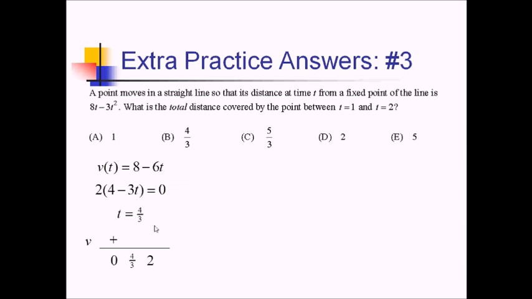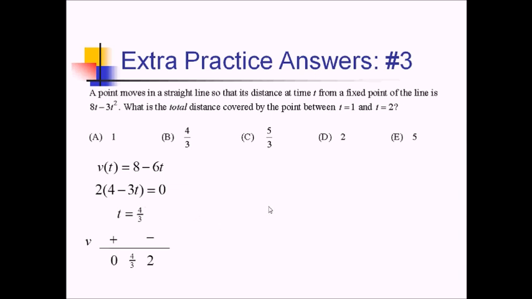4 minus 6 is negative. So we do have a direction change, and we're going to have to figure out the distance traveled between 1 and 4/3, and add that to the distance traveled between 4/3 and 2, and we have to make sure that all the negative stuff becomes positive when we're adding up these distances.